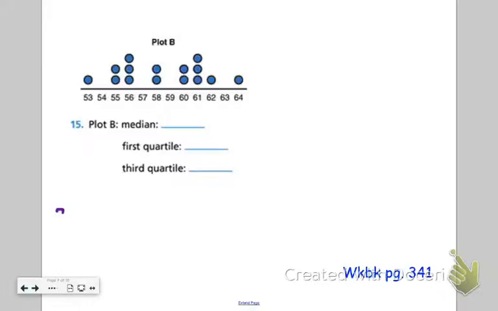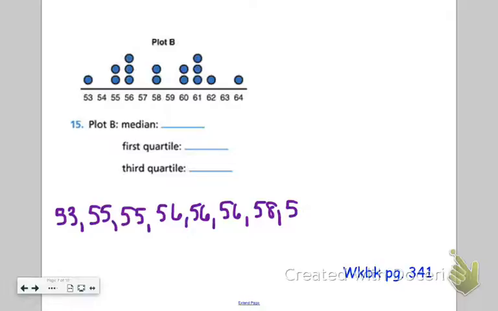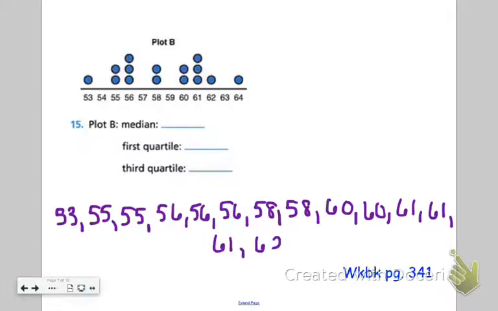So let's see here. We've got 53, 55 with two 55s, 56, 56, 56, two 58s, two 60s, three 61s, running out of space, a 62, and a 64. So now I'm going to cross them off until I get to the middle. Let's see. 53, 64, 55, 62, 55, 61, 56, 61, 56, 61, 56, 60, 58, and 60.